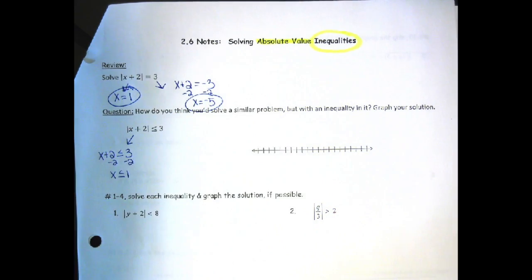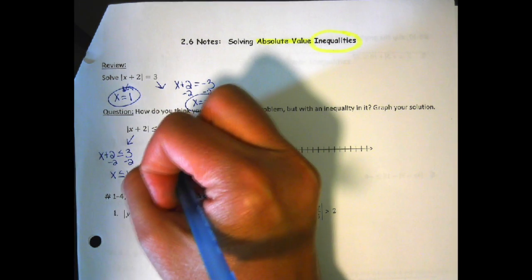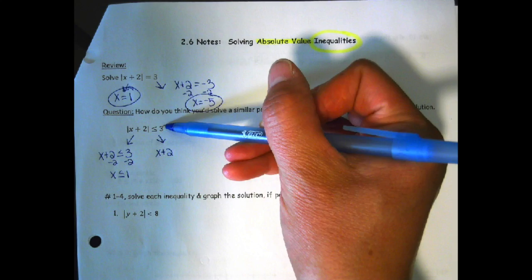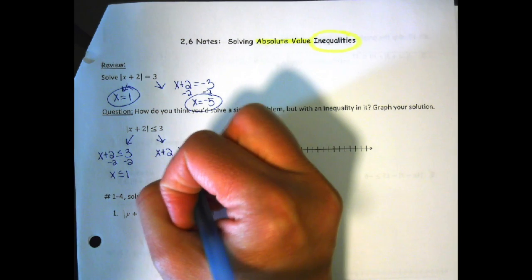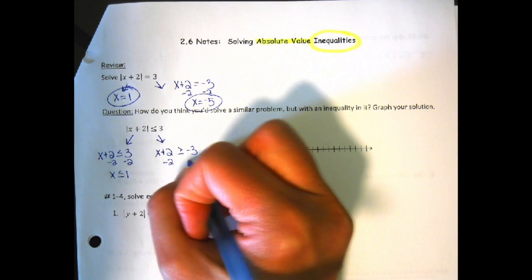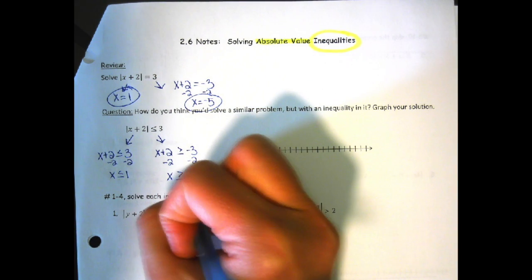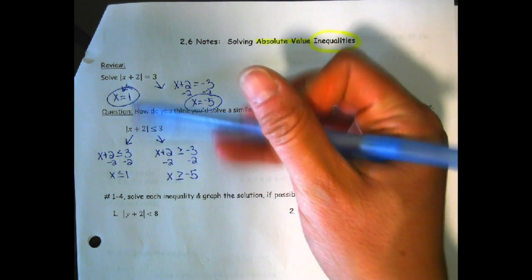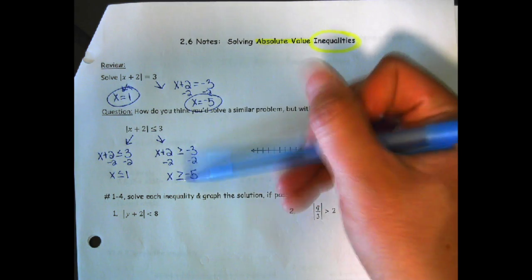And so we have one answer. And now on the other side, we're going to do x plus 2. But what happens with inequalities when you make something negative? Yeah, you got to switch your sign like that. So we're still going to subtract 2. Notice the numbers, the negative 5 and the 1. But do you see how the symbol had to change?